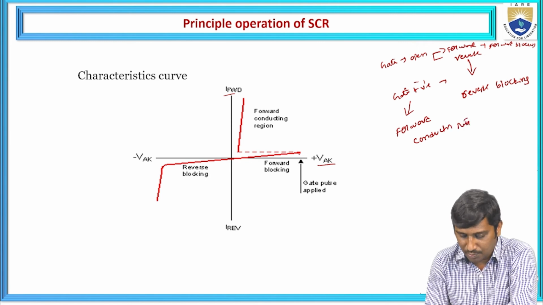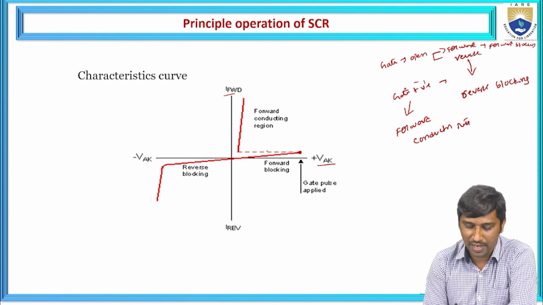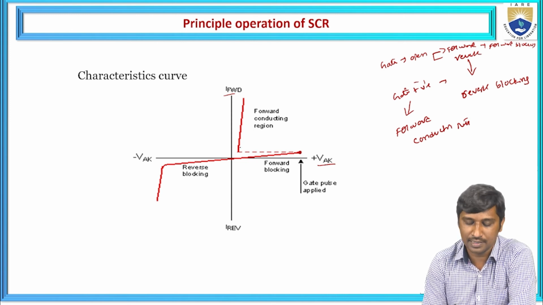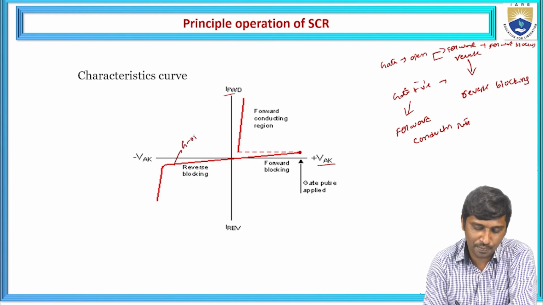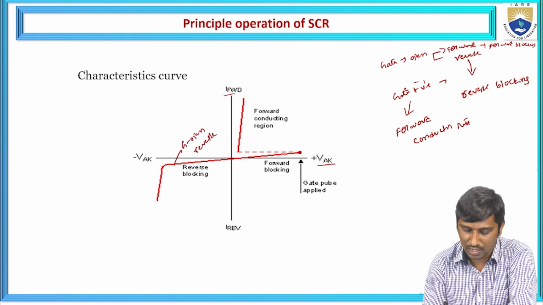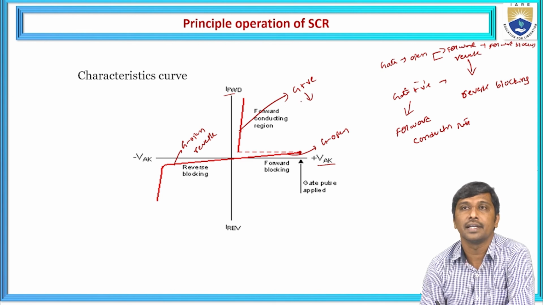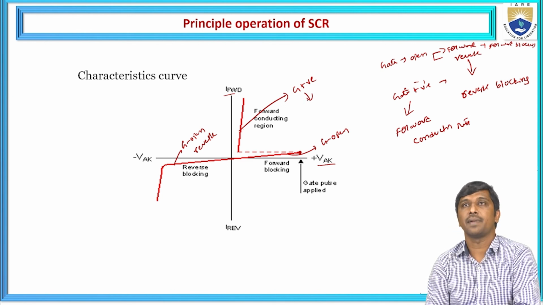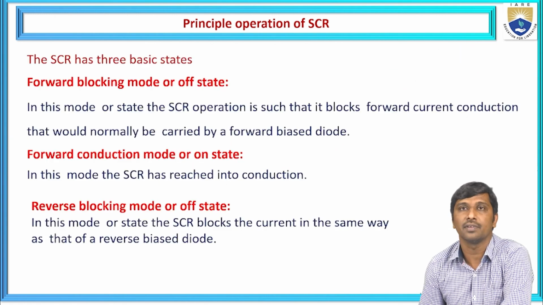Up to this point, where the gate is open, it is the non-conducting state. Whenever the gate is made positive, it enters the conducting region, and the current increases rapidly. So this is the gate open reverse blocking mode, up to this point this is the gate open forward blocking mode, and this is the gate made positive forward conducting state. These are the characteristic parameters observed with respect to the principle of operation of the silicon controlled rectifier.